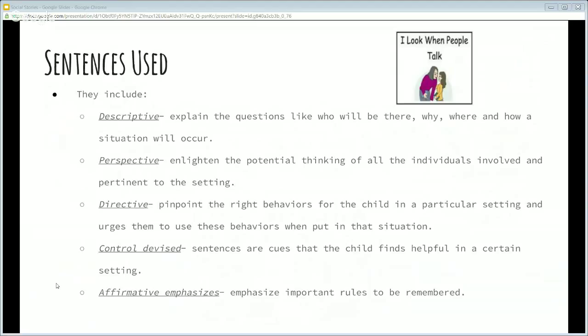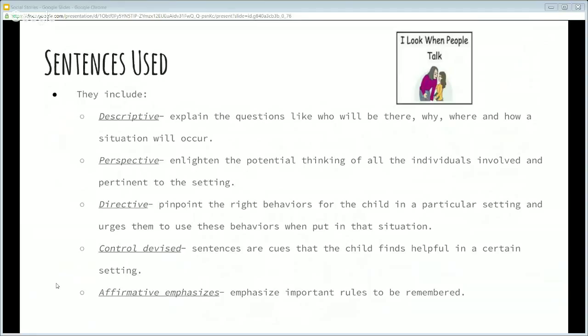Then there are perspective sentences. Those enlighten the potential thinking of all individuals involved and are pertinent to the setting. An example of this would be, many students like to eat their lunch with others. There are also directive sentences, which pinpoint the right behaviors for the child in a particular setting, and urge them to use those behaviors when they're put in that situation. An example of this would be, when I eat, I will touch my food.